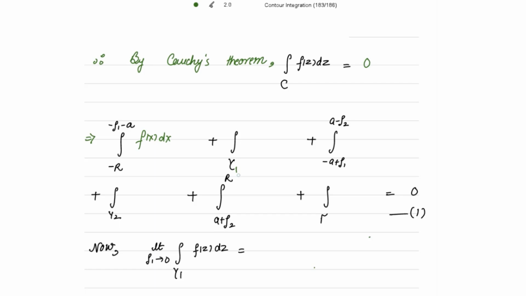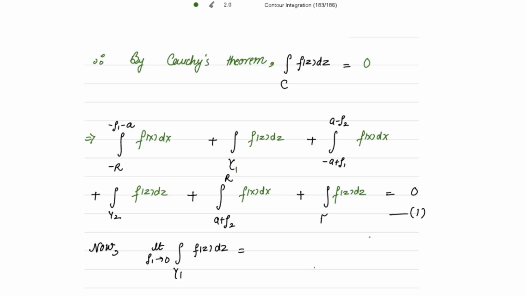And then along this curve gamma 1, the function is f(z) dz, and then along the x-axis it is f(x) dx. Then for this second semicircle it is f(z) dz. Again, on the real axis I have f(x) dx, and then the semicircle tau, that is again a curve, so this is f(z) dz equal to 0.